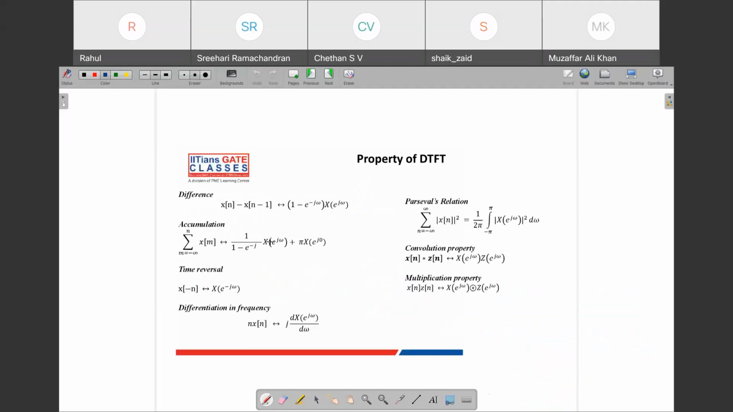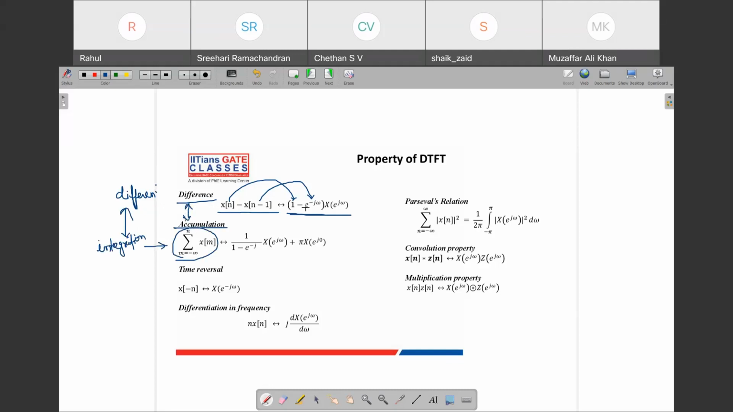Now the next property is the difference property. This difference property is pretty straightforward. X of n is the same as X of omega, and for x of n minus 1 I'm just using the time shifting property. So this is the difference. Now this difference is kind of differentiation in the time domain. It is kind of equivalent to that. Now there is accumulation, which is kind of summation here. This accumulation is kind of integration in the time domain. So differentiation and integration are kind of opposite of each other. Similarly, this difference and accumulation are kind of opposite of each other.